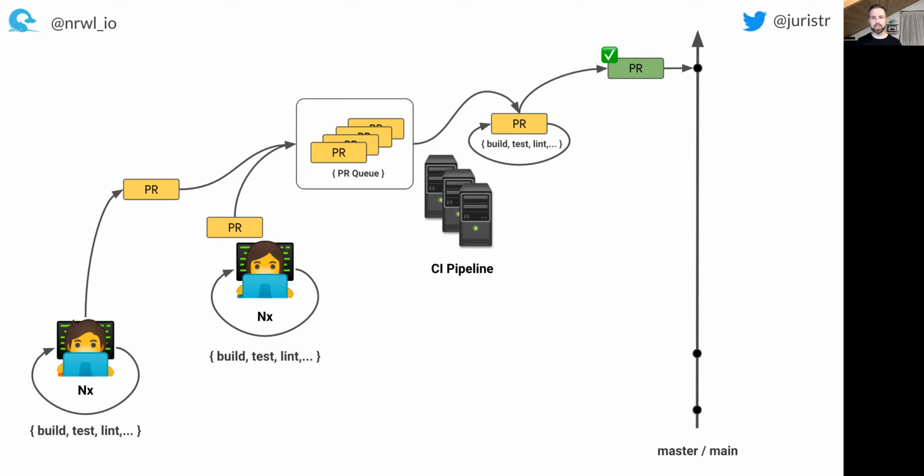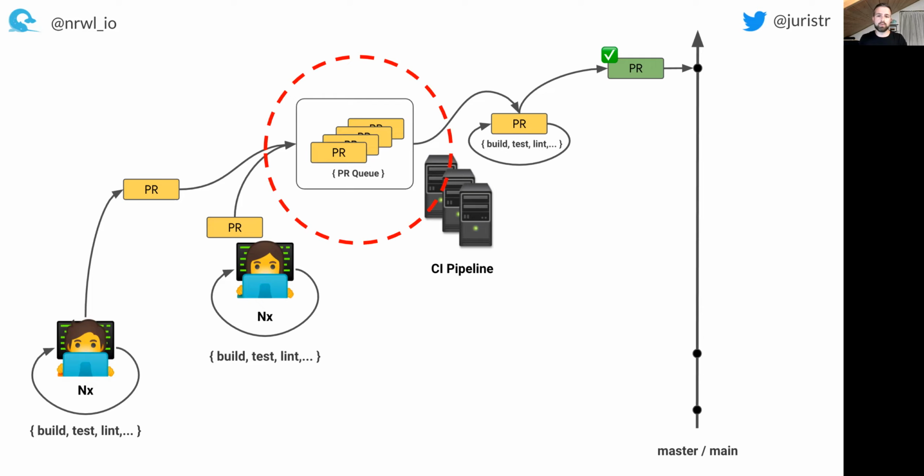Now you can imagine, as more developers work on your repository, that queue on the CI pipeline might soon become the bottleneck, because you also have a reviewing process going on. So you might have to do changes. You might have to update your PR based on the latest change that happened in master, and so do a rebasing basically.